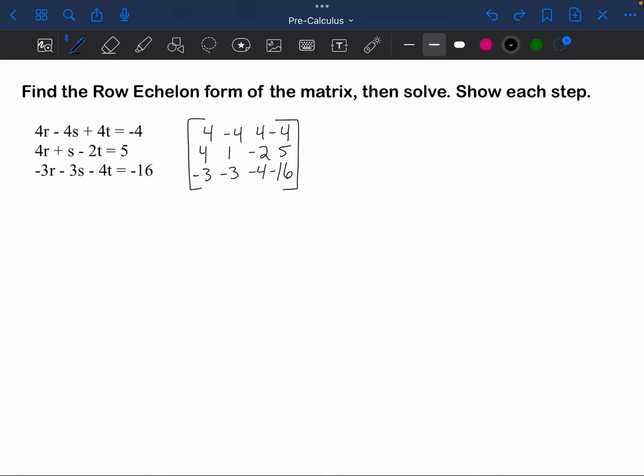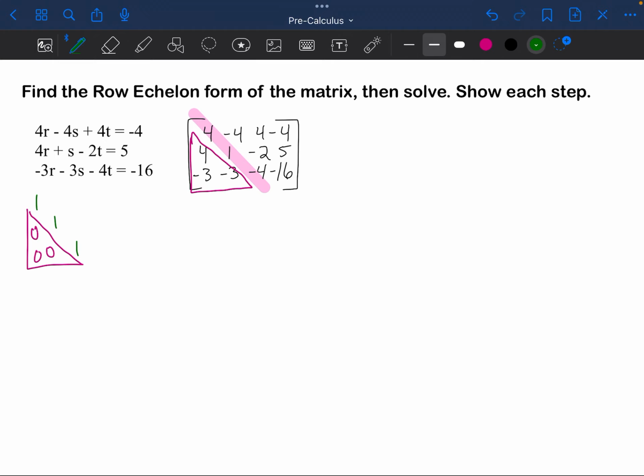Let's find the row echelon form of the matrix, then solve. Got to show every step, which means we're doing Gaussian elimination, I think it's pronounced. So when we're doing this, in order to get it into row echelon form, the goal is to get the bottom left corner of our augmented matrix here to be all zeros. So in that triangle, I want it to be like 0, 0, 0. Then on this diagonal right here, I want all of those to be ones. So I want 1, 1, 1. That's going to help us to go through and solve for each variable.